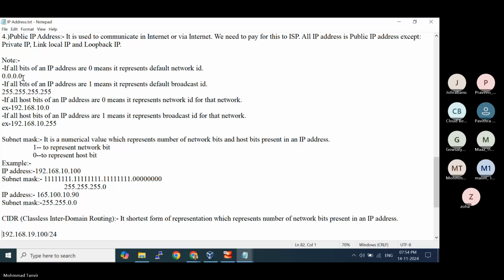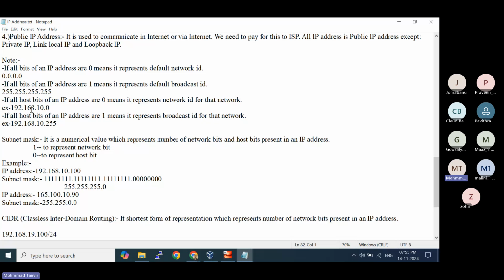Similarly, if we want to refer to any network, of any class, any IP address, we use 0.0.0.0 as a network ID. When we want to send an IP message to all as a broadcast message, we use this IP address as a destination IP. So this IP address we cannot configure on our device. This is the default network ID, and this is the default broadcast ID.